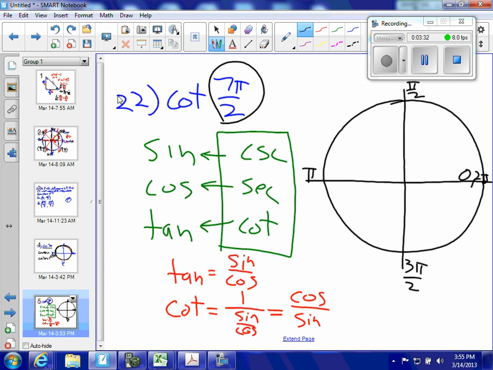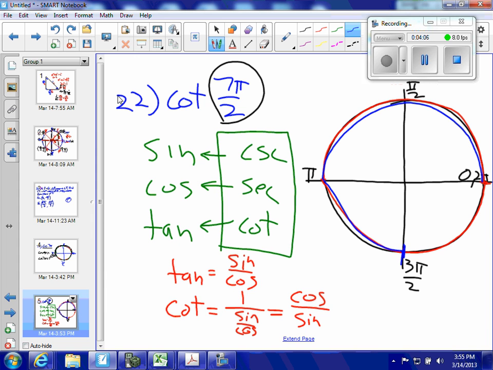So if I start here at 0, I have 1 pi over 2, 2 pi over 2, 3 pi over 2, 4 pi over 2, back to where I started. 5 pi over 2, 6 pi over 2, 7 pi over 2. This is where I want to be. 7 pi over 2, very similar angle to 3 pi over 2.